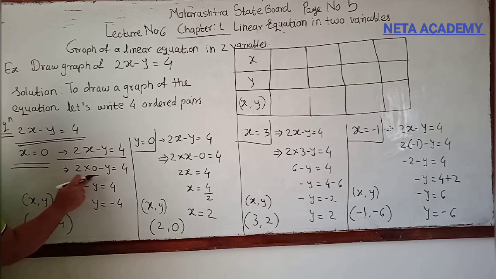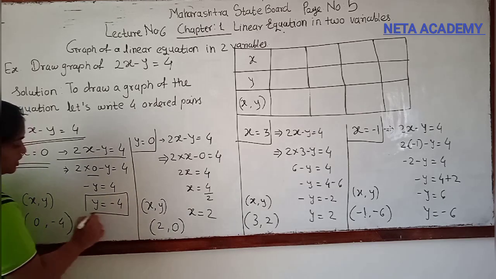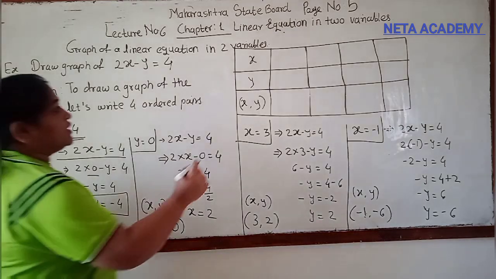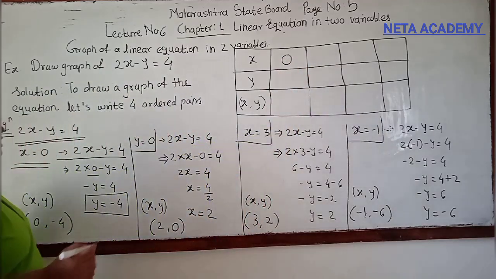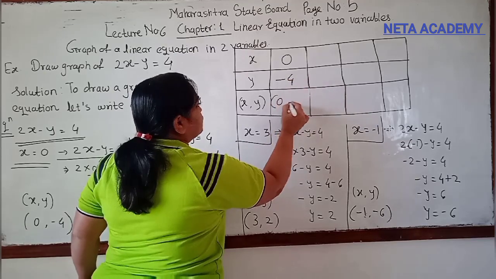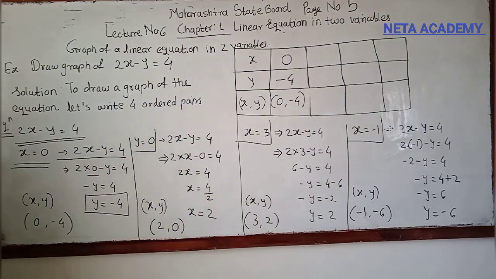2 into 0 is 0. What remains now? Minus y is equal to 4, which means y is equal to minus 4. So what is our first pair? The value of x that we have taken is 0, and for y it is minus 4. The first pair is 0 and minus 4.